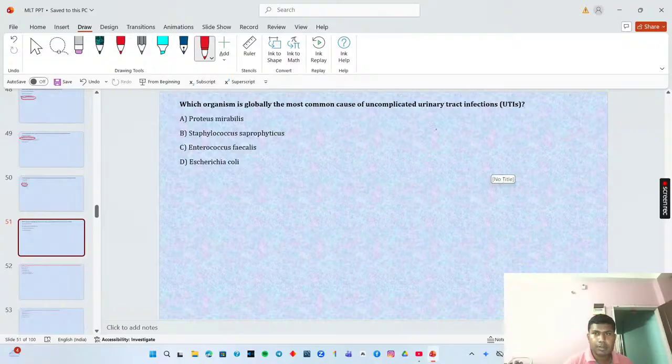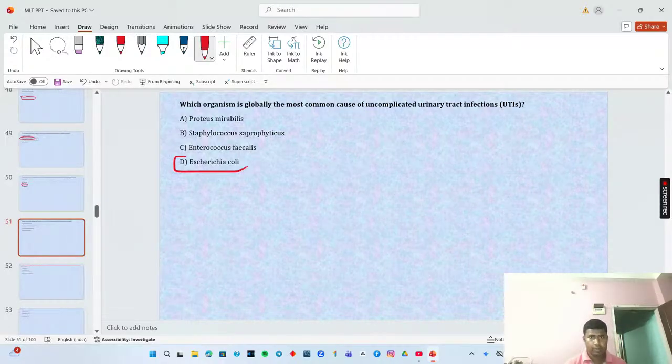Here it is given: which bacteria causes UTI. So the UTI causing bacteria is, but here the question is different. Here it is given: which organism is globally the most common cause of uncomplicated urinary tract infection, and the right answer of this question will be Escherichia coli, that is E. coli.